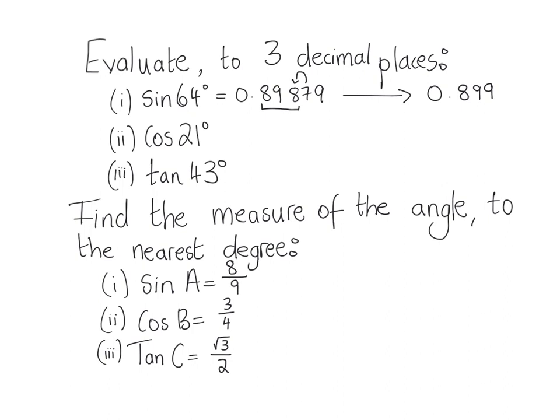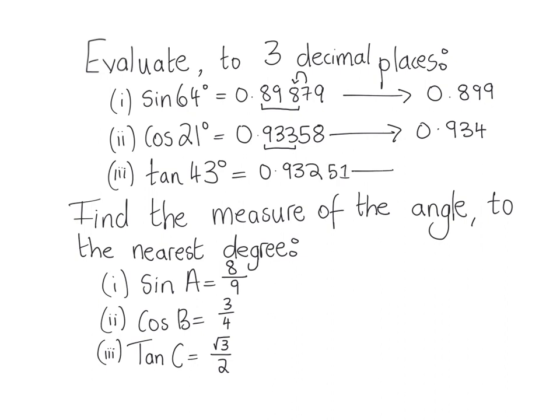The second one then, cos of 21. If you just write cos and 21 into your calculator, you'll get 0.93358. To 3 decimal places, so we need 3 numbers after the decimal point, that would be 0.934. And then the final one, the tan of 43. Again, just type tan 43 into your calculator and you'll get 0.93251. And that to 3 decimal places will be 0.933.